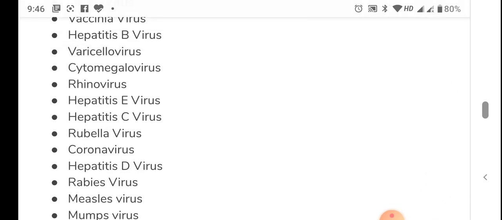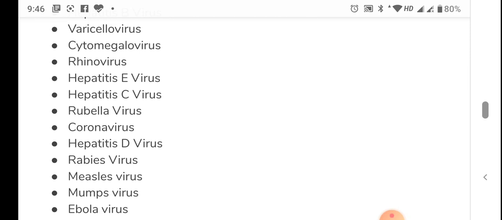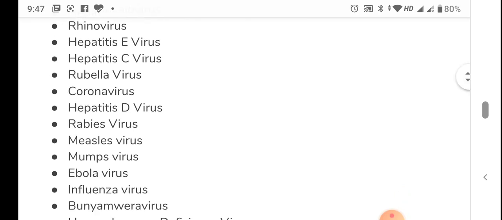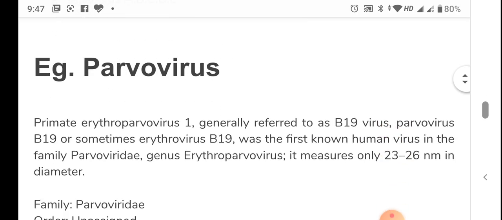We already discussed taxonomy in classification and taxonomy: for viral species, the name is given by the name of the disease followed by virus. You can see rabies virus. Rabies is the disease and rabies virus is that particular species which causes rabies. So one example is described here in an elaborated way for you, that is parvovirus.